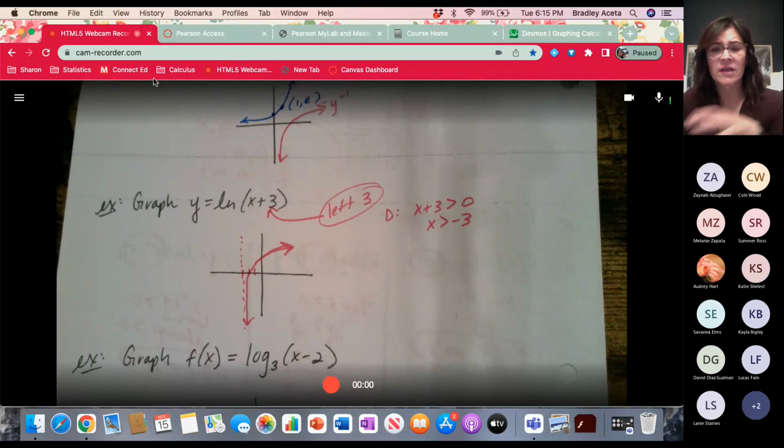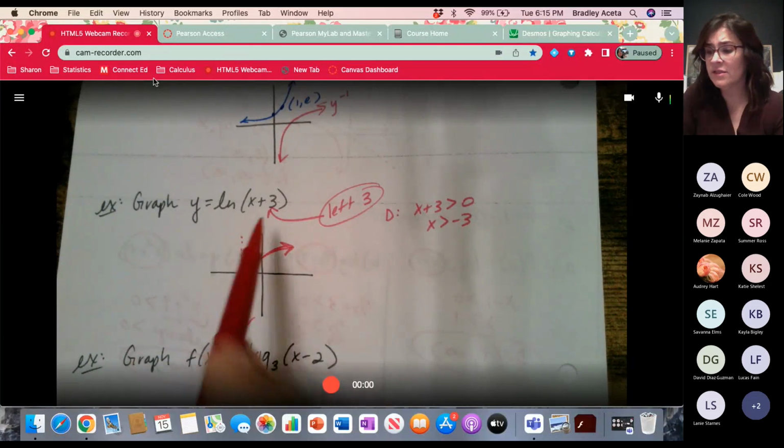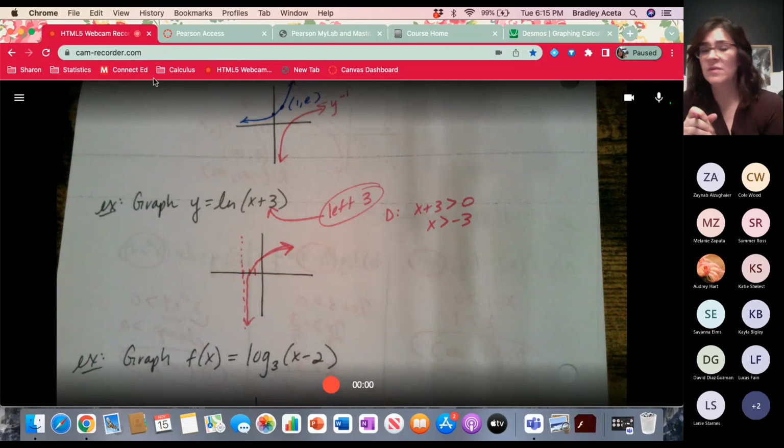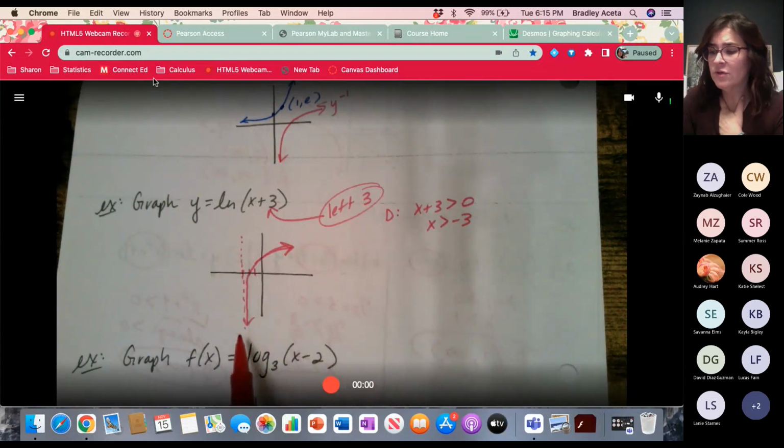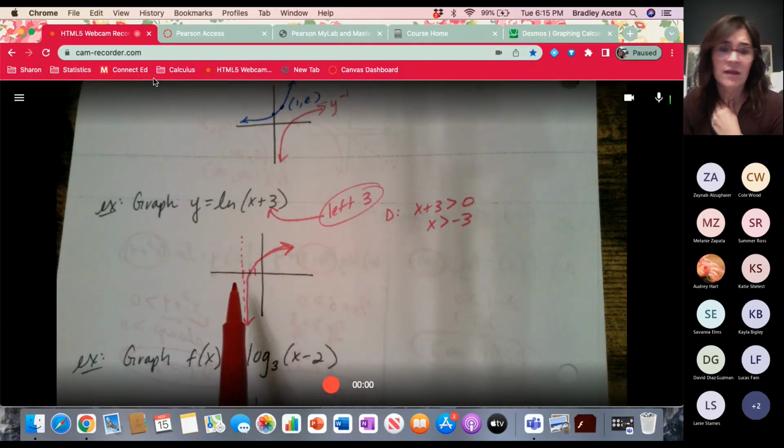So going back to this one, again, your domain is where what is next to the ln has to be greater than 0. So that's all I did here. I knew that I had that asymptote at -3, and I just shifted it left 3 along the asymptote.